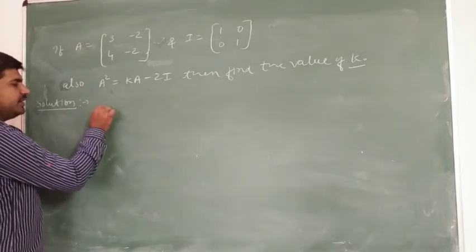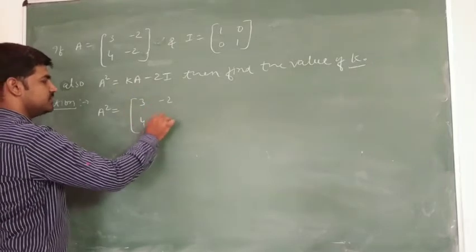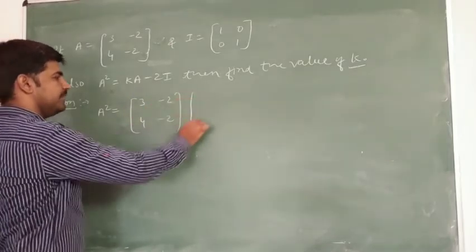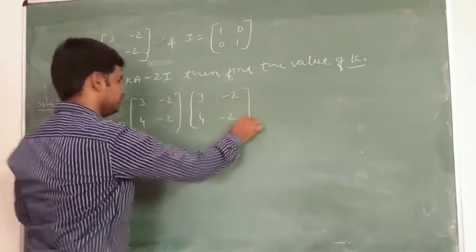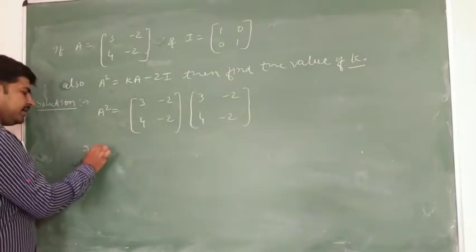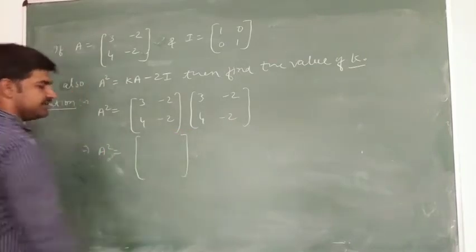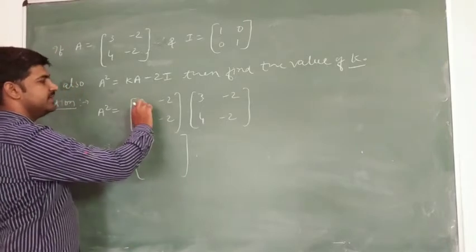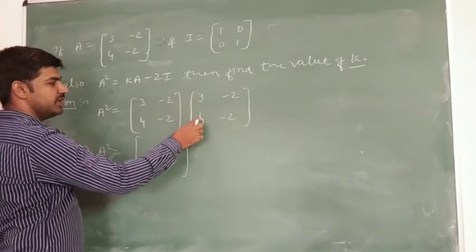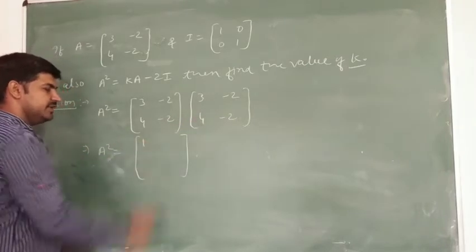So A square is equal to the matrix A, that is [3, 4; -2, -2], multiplied by [3, 4; -2, -2]. Now A squared will also be a square matrix of the same order 2. Let us get that. 3 multiplied by 3 is equal to 9, and minus 2 multiplied by 4 is equal to minus 8. So it is 1 actually.